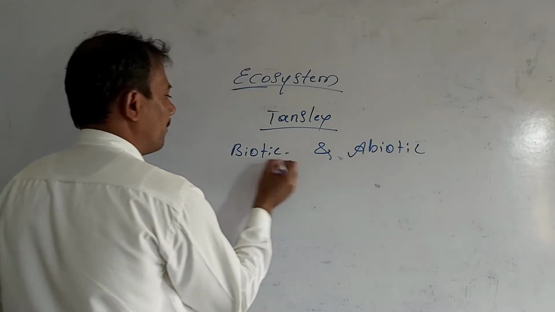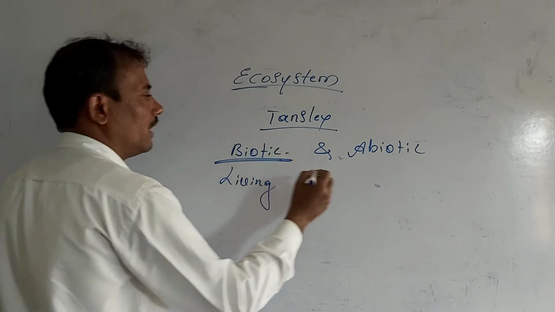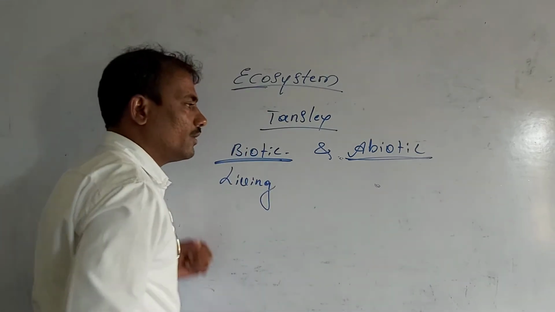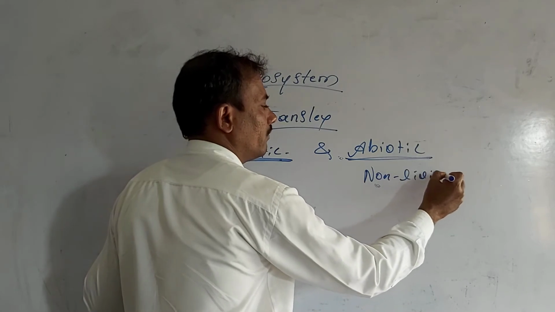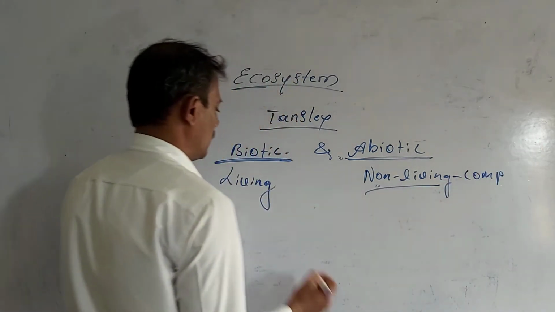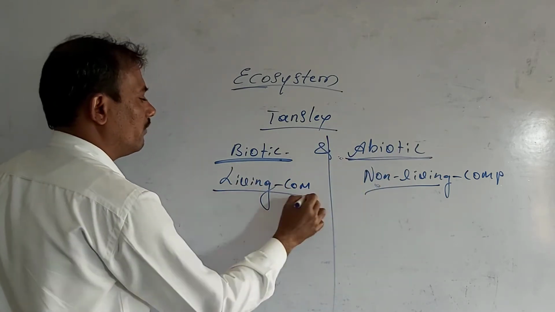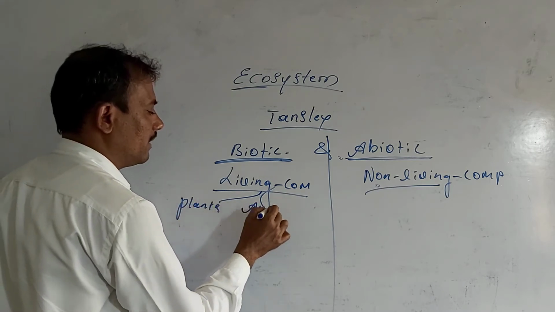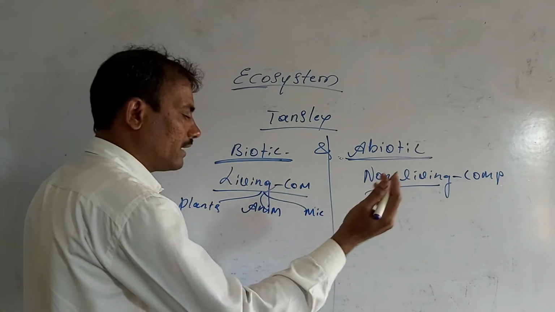Biotic factors include all the living things, all the living organisms, and abiotic factors include non-living components. Okay, biotic factors. All the living organisms means what? The plants, animals, and microscopic organisms or microbes, as well as the viruses.